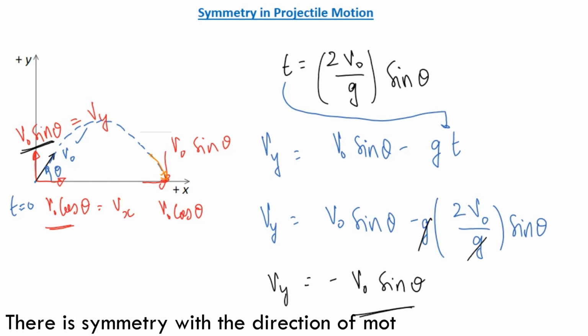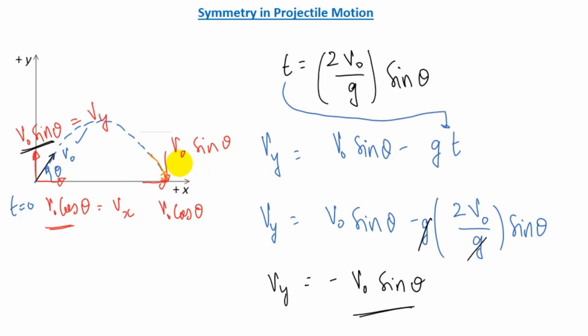However, there is symmetry with the direction of motion. Let me explain this statement. The initial velocity is above the horizontal at an angle theta, and the landing velocity is below the horizontal with the same angle theta. This angle will be theta itself. This is above the horizontal with angle theta. This is below the horizontal with angle theta. Speed remains the same, but velocity is changed because this angle is changed.